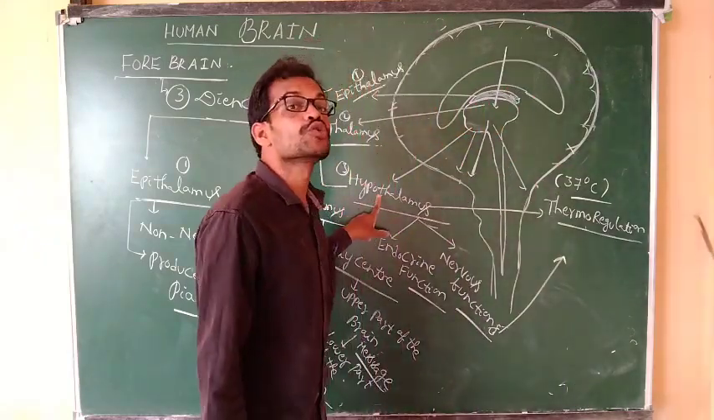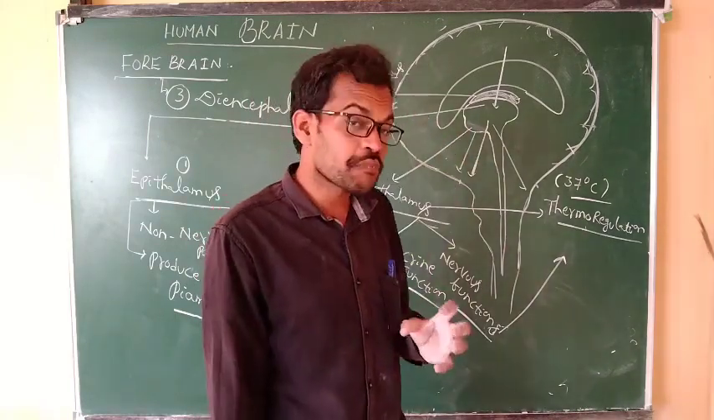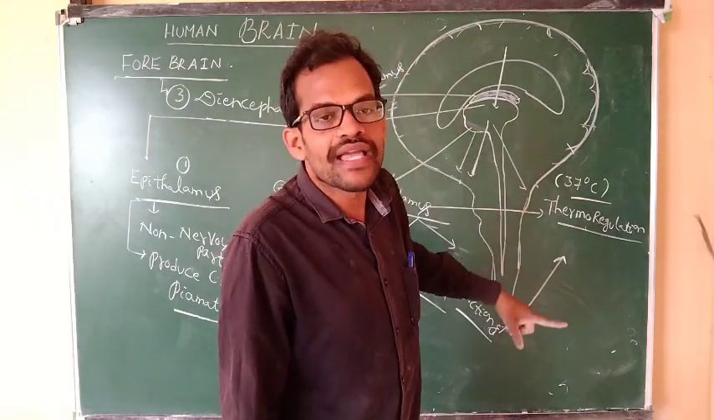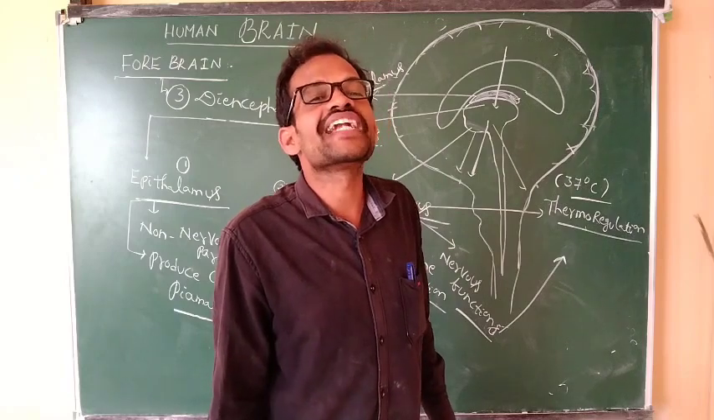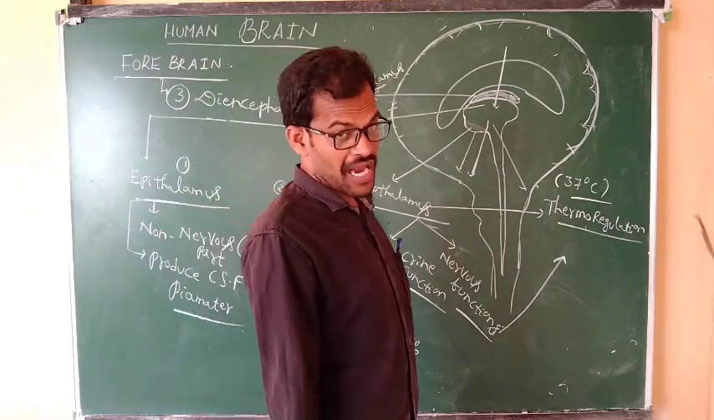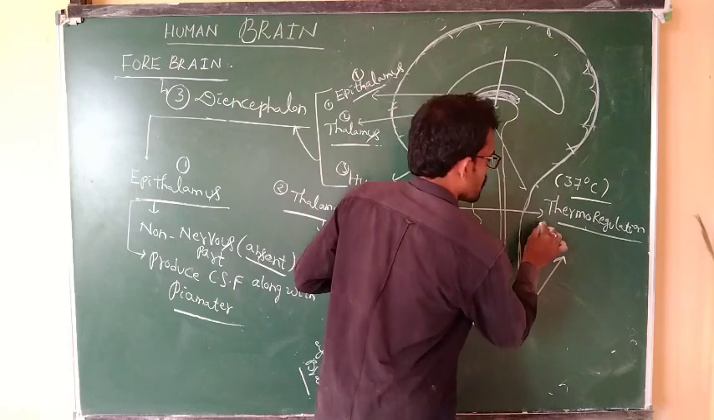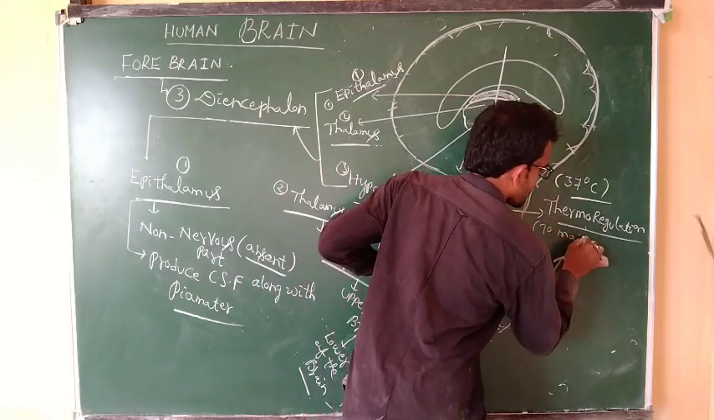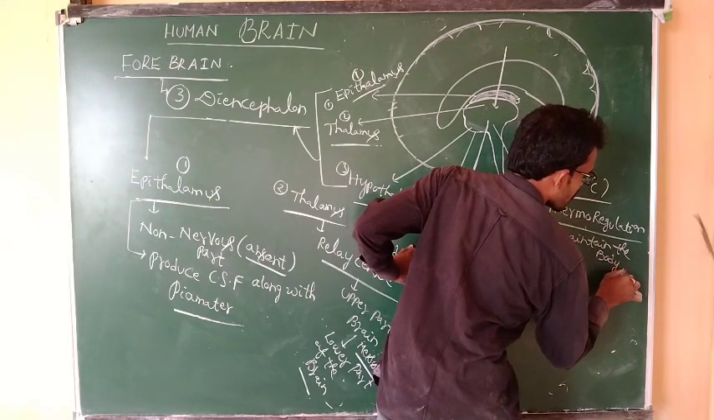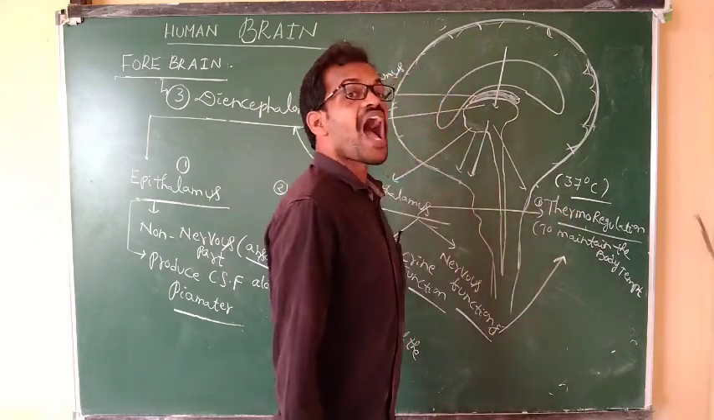The hypothalamus consists of a number of neurons. These neurons are responsible for maintaining the body temperature at 37 degrees centigrade. That's why the hypothalamus is also known as a thermostatic organ or thermostatic part, to maintain the body temperature. It is the first function of the hypothalamus.